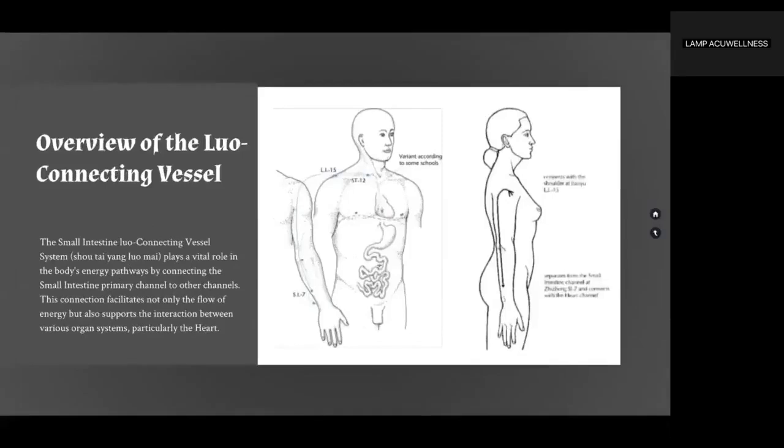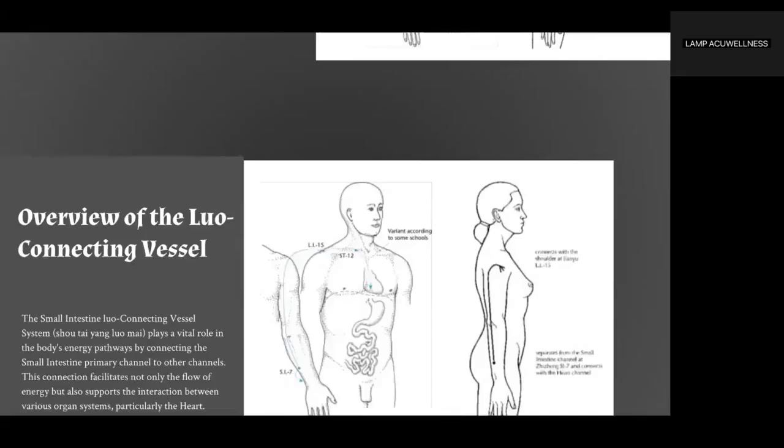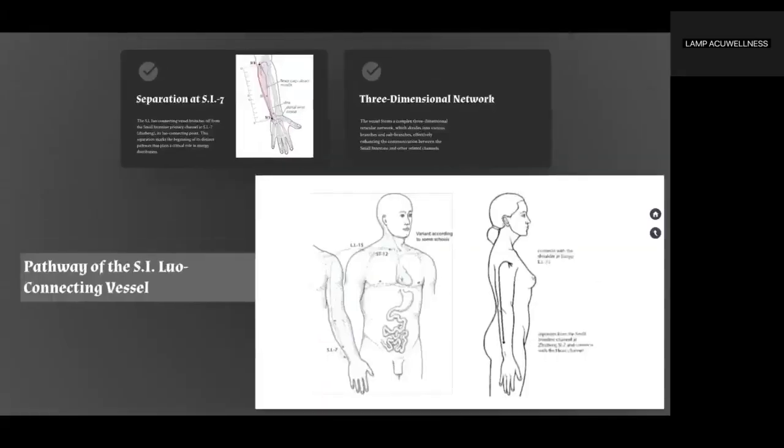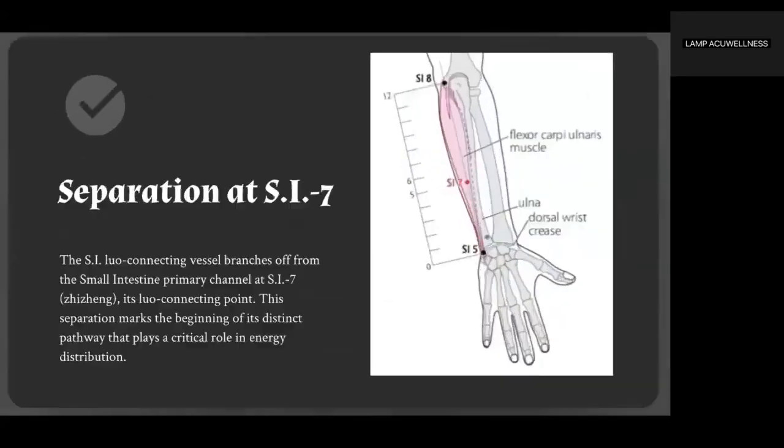The small intestine Luo-Connecting Vessel system plays a vital role in the body's energy pathways by connecting the small intestine primary channel to other channels. This connection facilitates not only the flow of energy, but also supports the interaction between various organ systems, particularly the heart. Pathway of the SI Luo-Connecting Vessel.